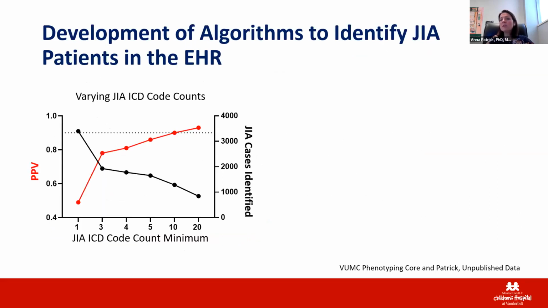So with the help of the VUMC phenotyping core, we have been making these algorithms more portable. On the left, we used an algorithm requiring increasing counts of JI-associated ICD codes. We found that increasing the number of JI ICD codes required increased the positive predictive value, which is red, while decreasing the total number of JI cases identified, which is black. We then decided that we would include a requirement for 4 ICD code counts to be present to count a case as JI, and we did this for our next step.